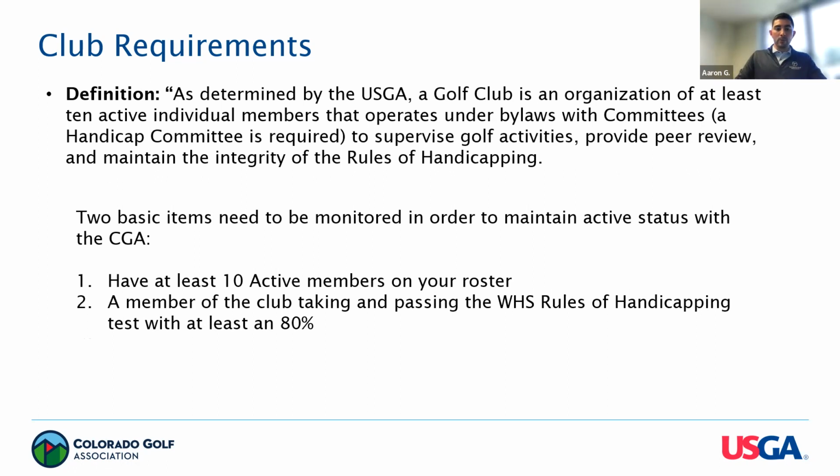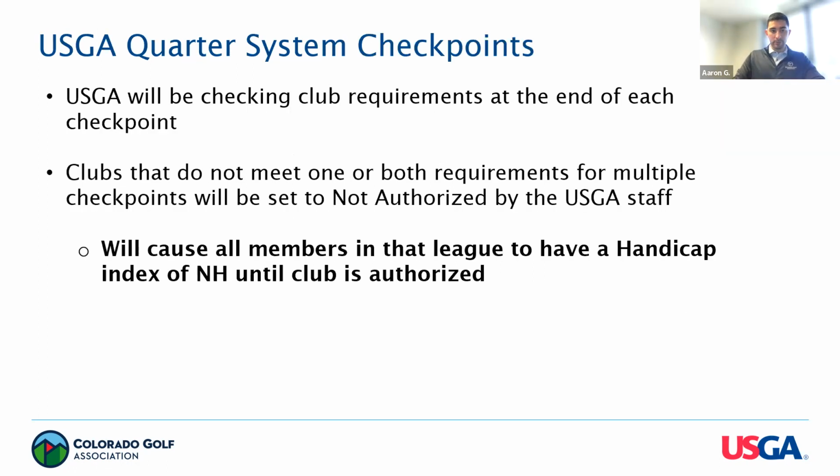What Jen has introduced in the USGA is a quarterly checkpoint system. So what are they checking for? They are checking for clubs who have under 10 members or who have not yet passed the Rules of Handicapping exam. After I activate a new club in the system, that club has 60 days to take and pass the exam, as well as get at least 10 members on their roster. If they do not do so, they will not be able to activate that league.